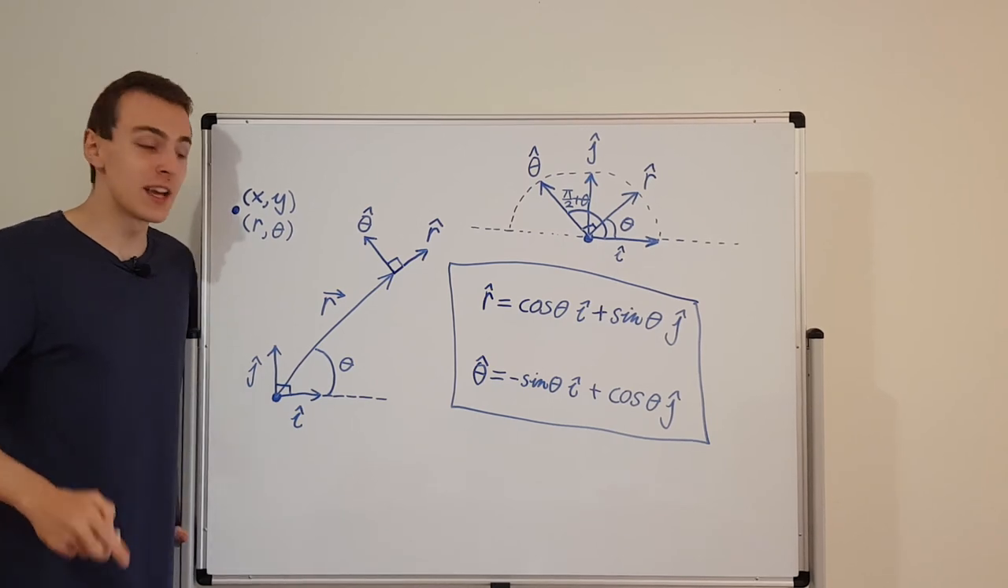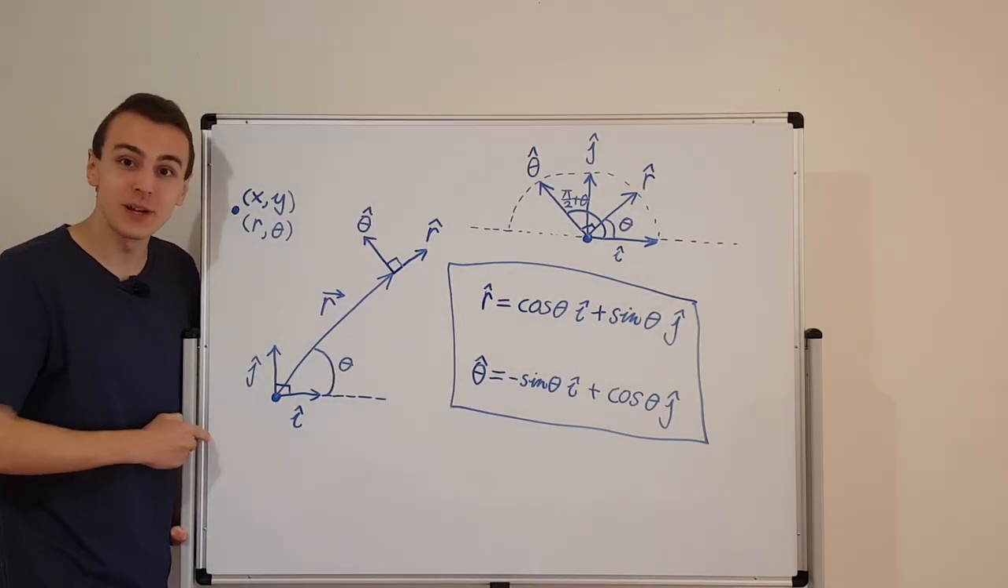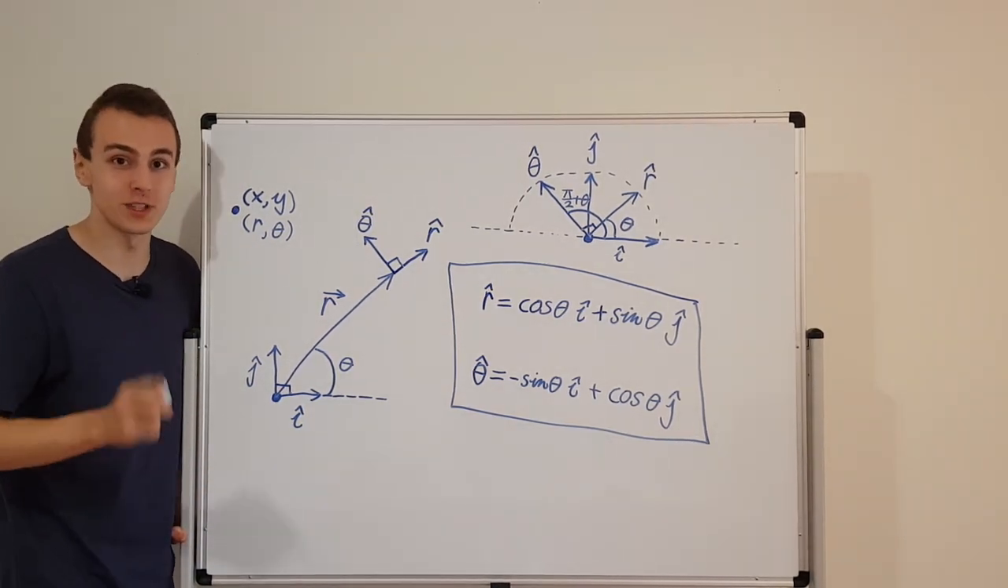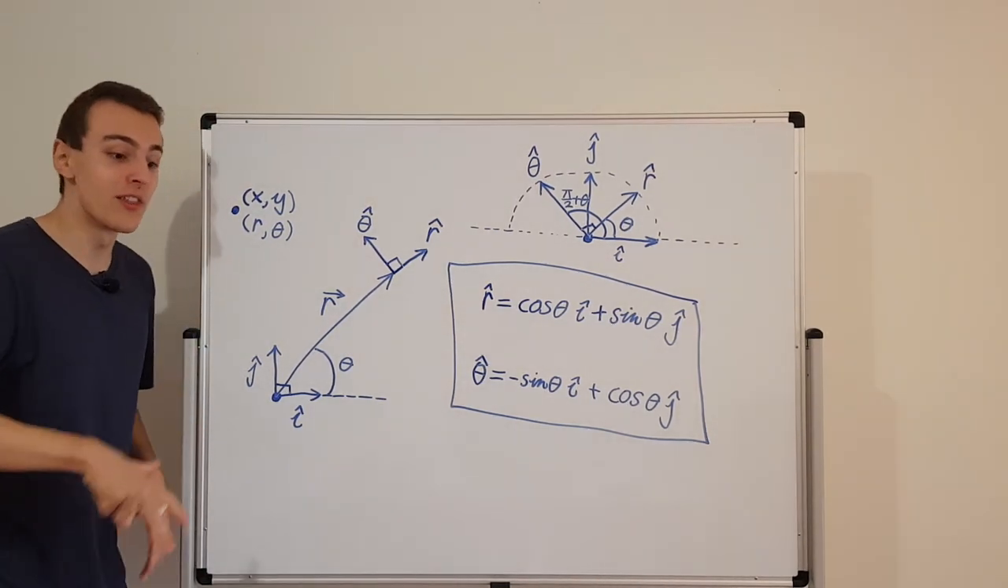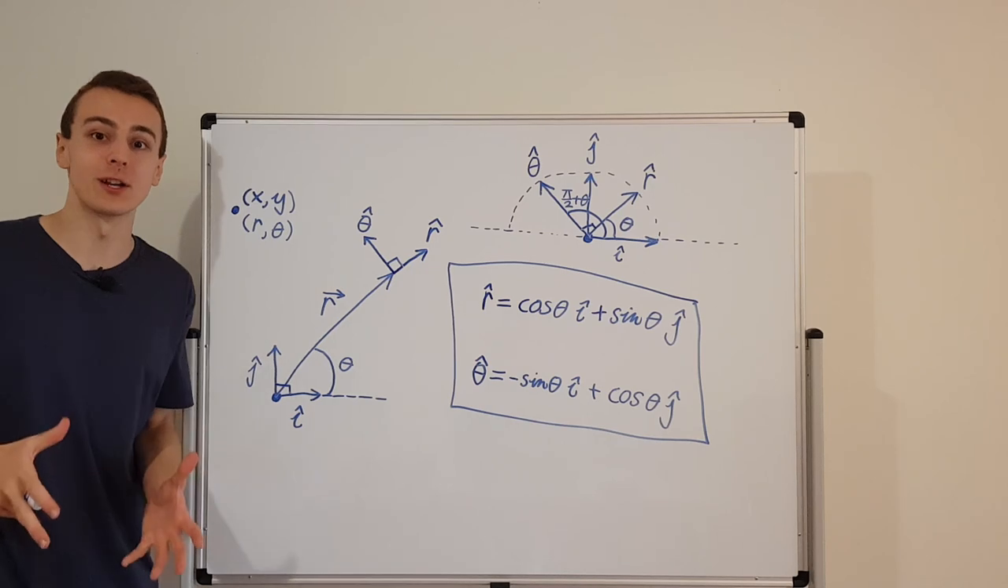Now, why are we doing this? This is very useful in classical mechanics, and it's very useful in quantum mechanics. We definitely need these coordinate systems to describe things in two dimensions and in three dimensions.